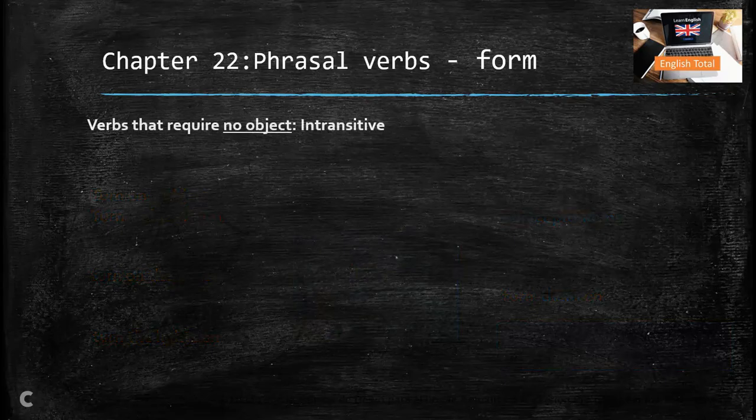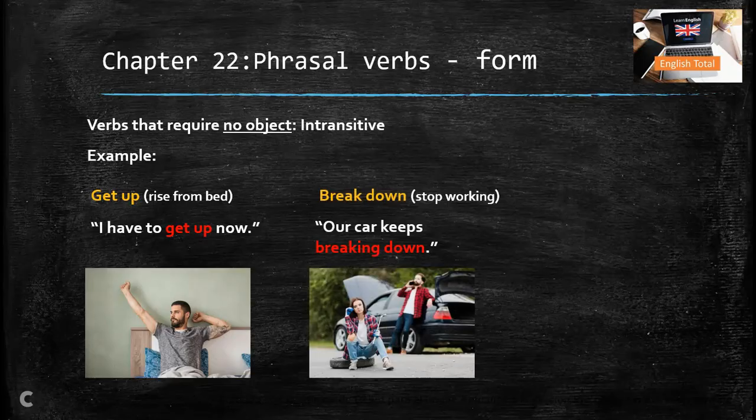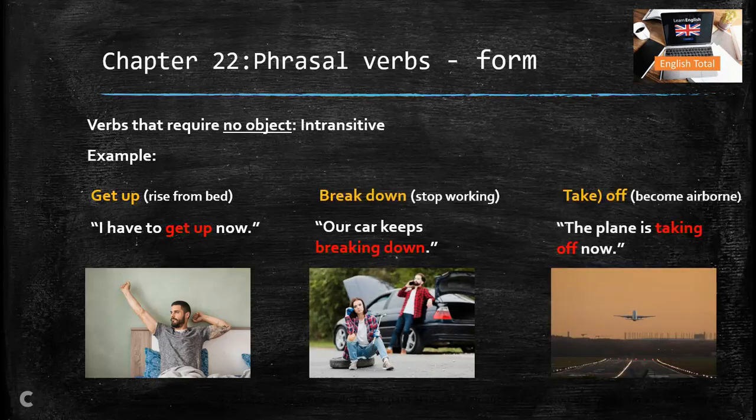There are also phrasal verbs that do not require an object in order to make sense. These verbs are known as intransitive verbs. Here are some examples. I have to get up now. Our car keeps breaking down. The plane is taking off now. Intransitive verbs express a complete thought, which is why they don't require an object. This also means that they cannot be separated from the particle.